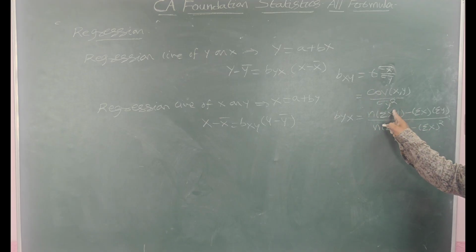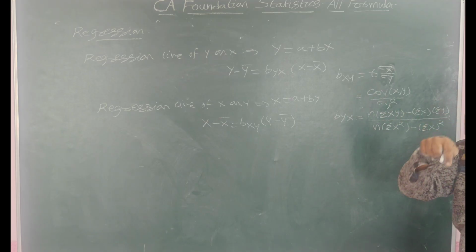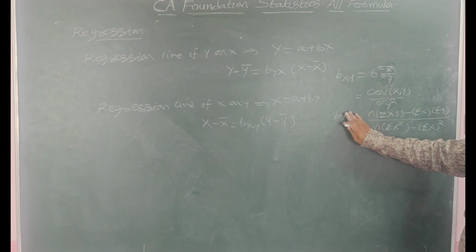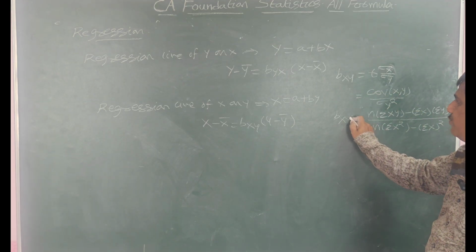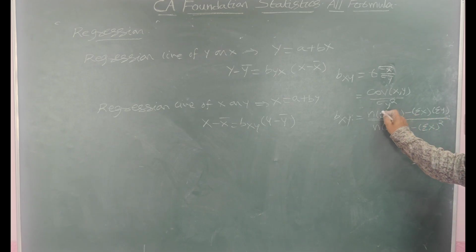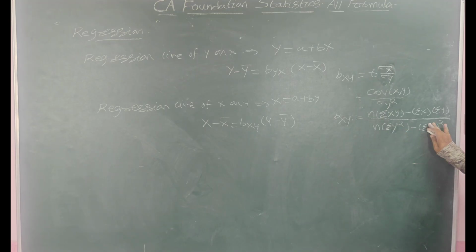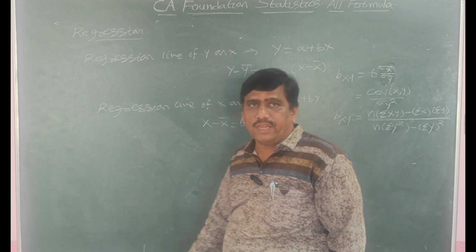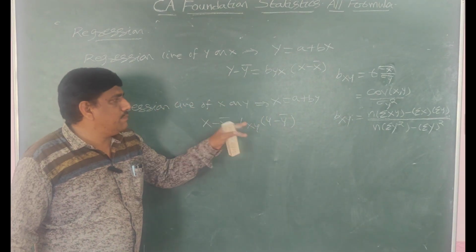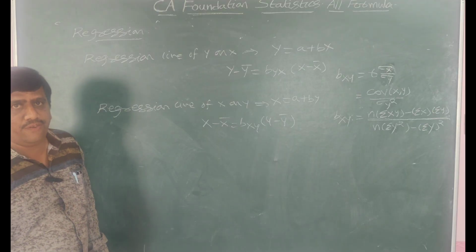Y is the denominator in bxy. In byx, x is the denominator. Similarly, if values are given, for the bxy formula in the no deviations method, the numerator is the same: covariance of xy means n into summation xy minus summation x into summation y, and the denominator is n into summation y square minus summation y whole square, for the regression equation of x on y. Here, byx and bxy are known as regression coefficients.